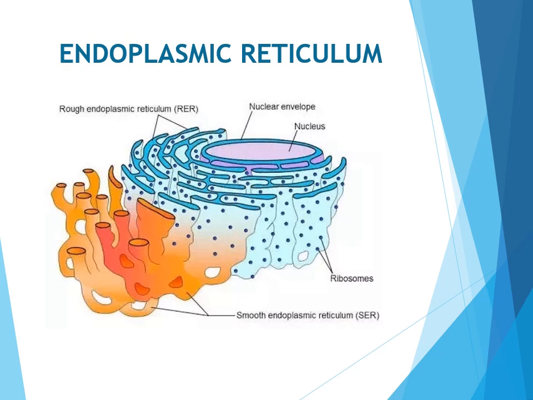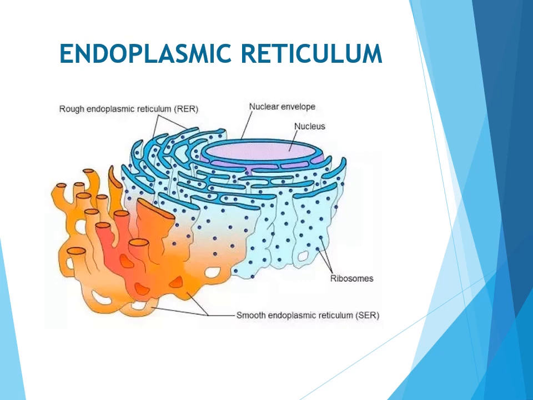Endoplasmic reticulum, they are of two types, smooth and rough endoplasmic reticulum. Smooth endoplasmic reticulum, the surface is smooth, it is without any granules. But in the rough endoplasmic reticulum, surface has ribosomes on it. Some functions of endoplasmic reticulum are common, performed by both smooth as well as rough endoplasmic reticulum, like they help in the transport of materials within the cell from one part of the cell to another part.